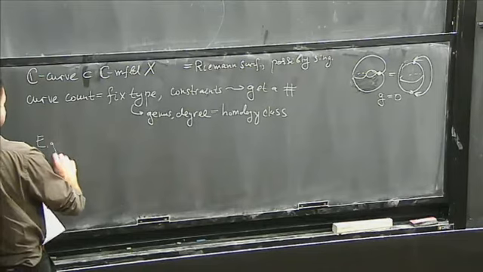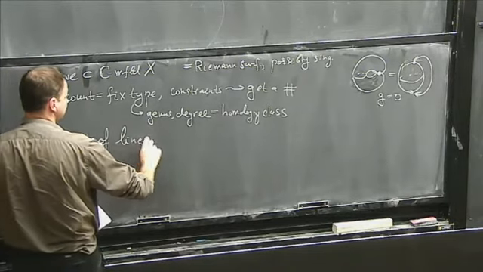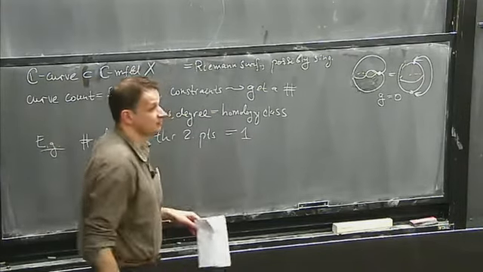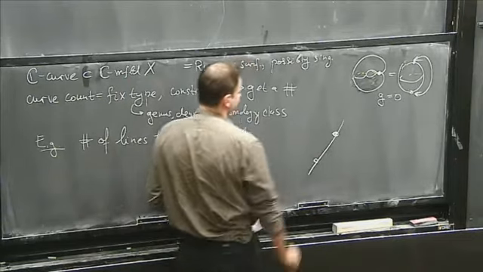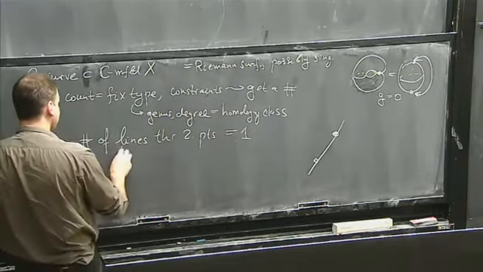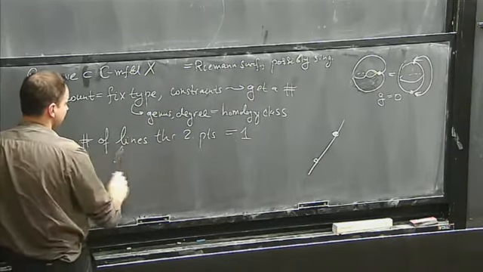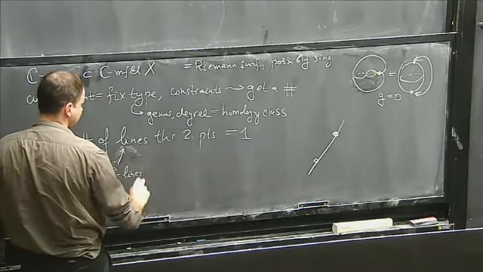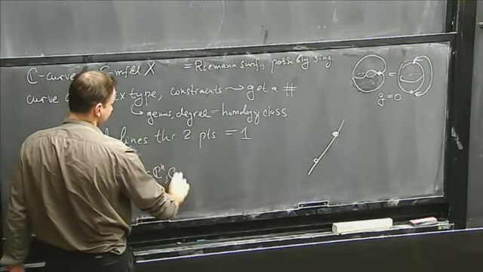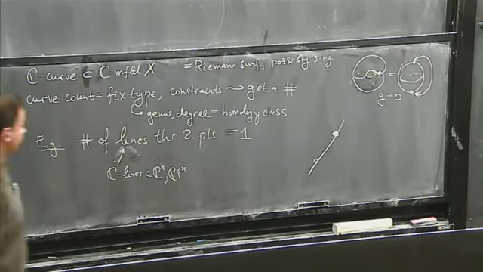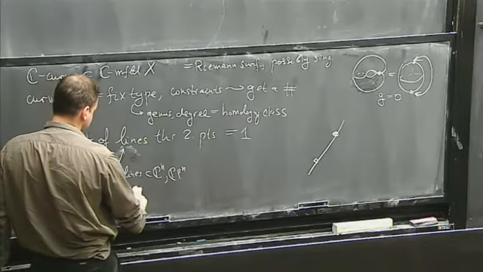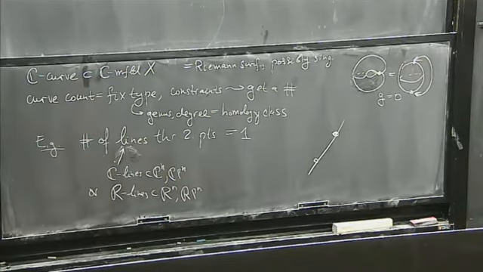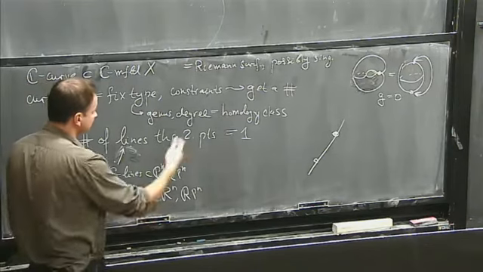So as an example, the number of lines through 2 points is 1. So we got 2 points. There's only 1 line. Now, so what happens here? Yes. So that's precisely yeah. So what is this thing? First of all, we can think of these lines as being either C lines inside of CN or CPN, or we can think of them as being R lines inside of RN or RPN. And, you know, it's always one.